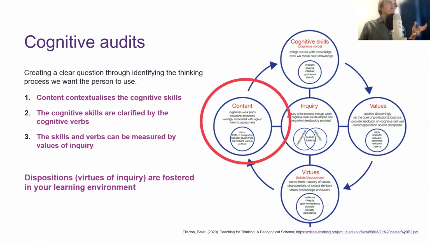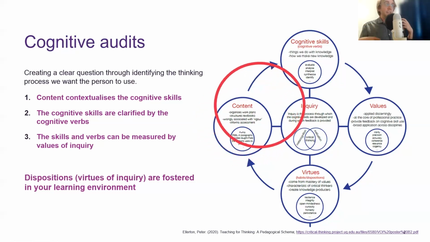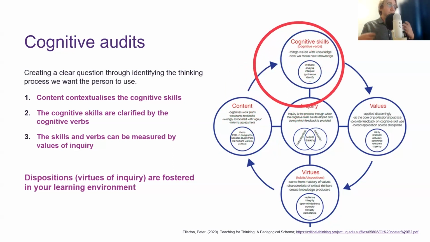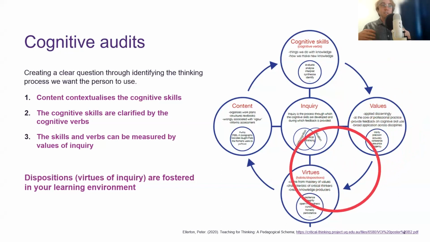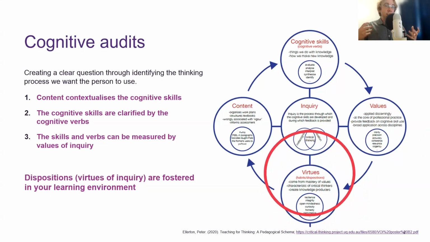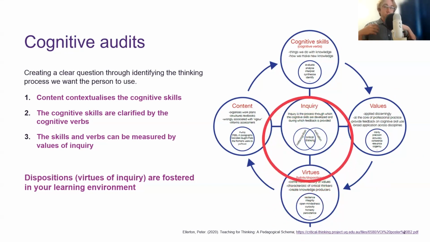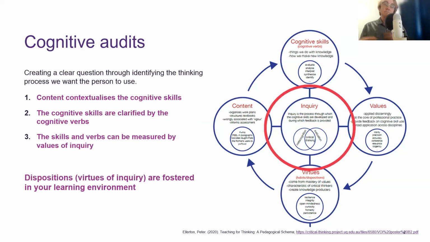What the cognitive skill is that we use. So are we asking for analysis or interpretation or identification? And then we measure it using values. So are we asking it to be clear or precise or coherent? And the type of person underneath it determines how well that occurs, the virtues, the habits, the dispositions. And that leads us back to the idea of inquiry, which is at the heart of critical thinking. And so that's all of critical thinking theory in a tight and slightly incoherent 30 seconds.